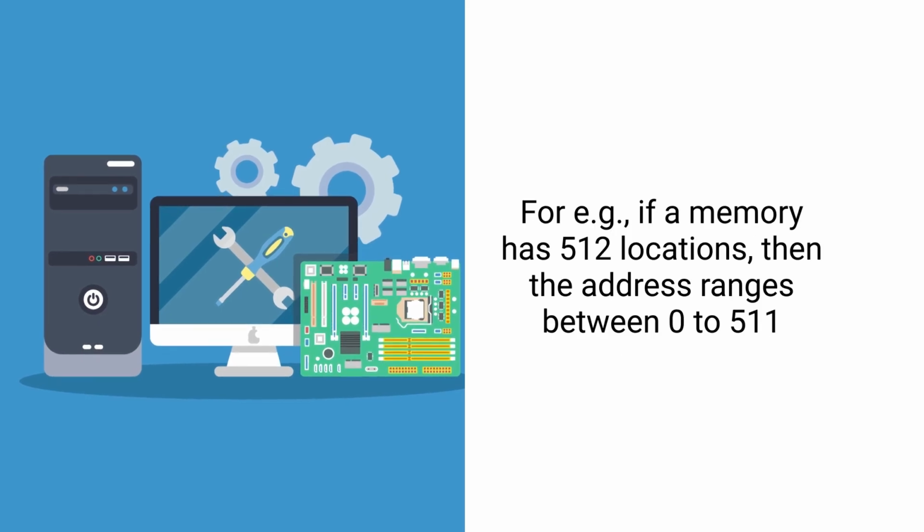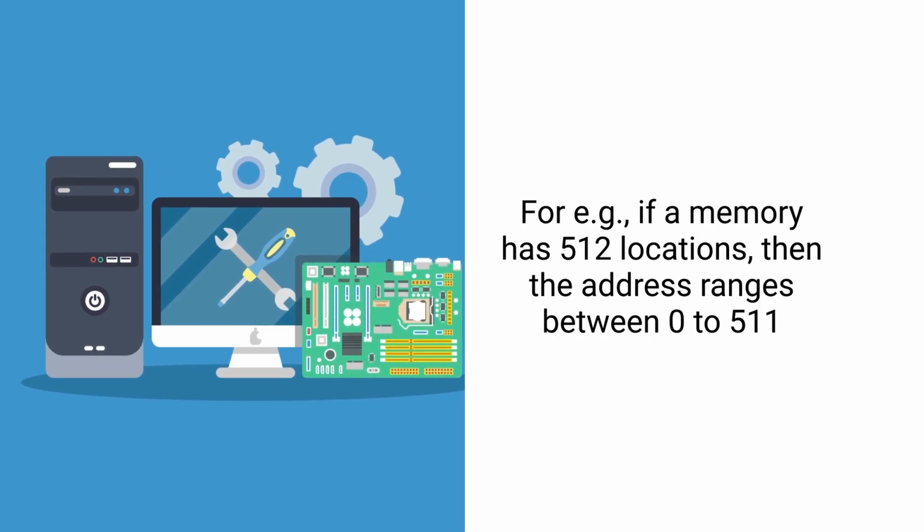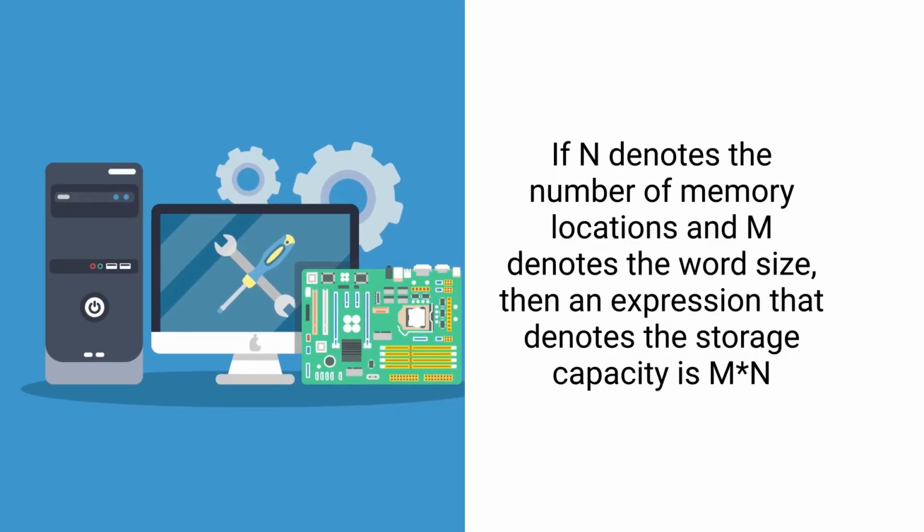For example, if a memory has 512 bytes locations, then the address range would be between 0 to 511. Now, if for any memory location we denote the number of locations by n, and m denotes the word size, this word size refers to how many parallel bits can be accessed by your CPU and also defines the speed of your system, then the expression that denotes the storage capacity would be m cross n.